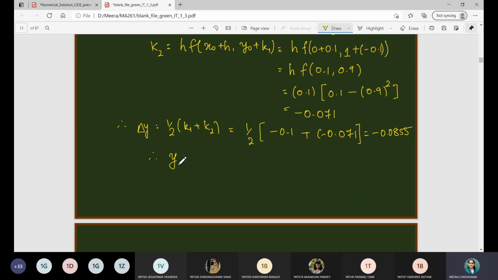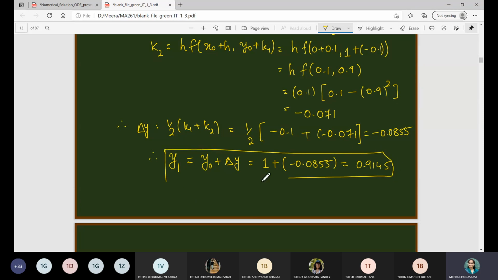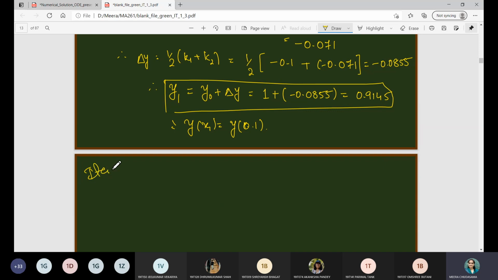That's why we are getting a negative value of it. So the new approximation y1 is nothing but y0 plus delta y. So y0 we are given as 1, plus the delta y value which you have evaluated. So this is nothing but 0.9145. This is the first approximation we are getting. Y1 means y at x1, which is y at 0.1. 0 is the initial point, then 0.1. Now we have to consider the second iteration.